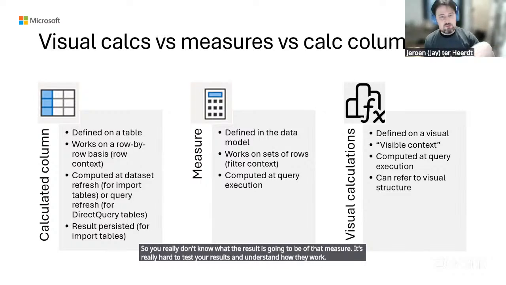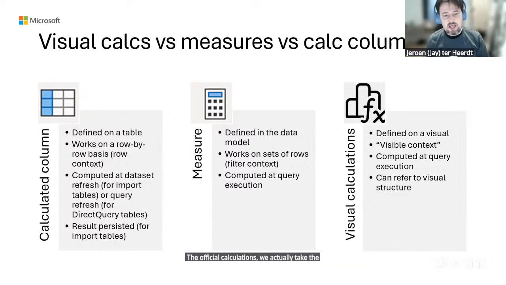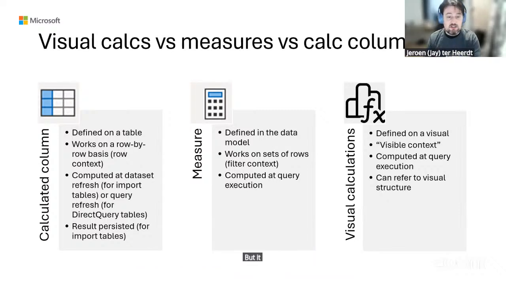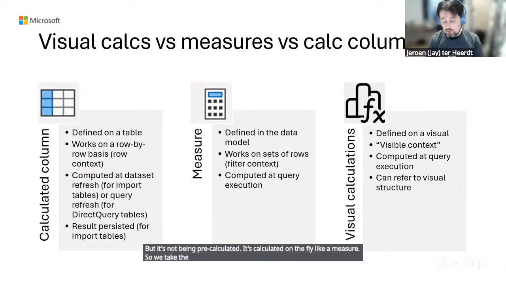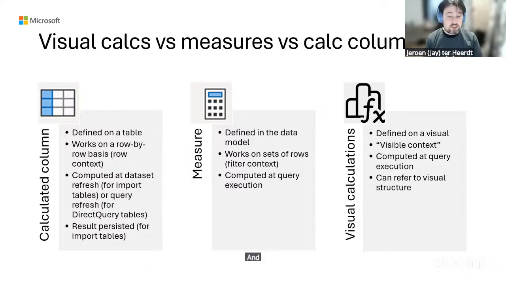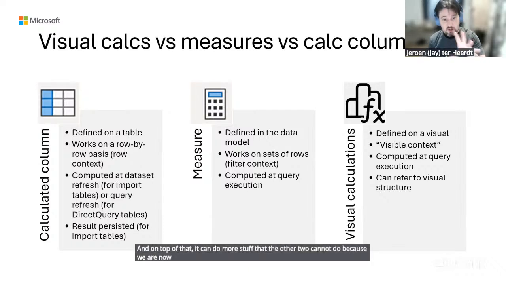With visual calculations, we actually take the best of both worlds and we say, hey, we introduce a model that is row by row by row, very simple to understand, very visual to understand how this is done, but it's not being pre-calculated, it's calculated on the fly like a measure. So we take the ease of use from calculated columns, we take the on-the-fly definition of measures and put them together, and that is what a visual calc is. And on top of that, it can do more stuff that the other two cannot do because we are now introducing a concept that is part of a visual, so we can refer to that visual structure.